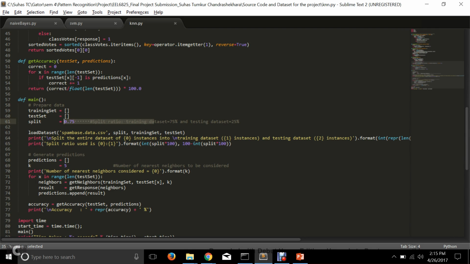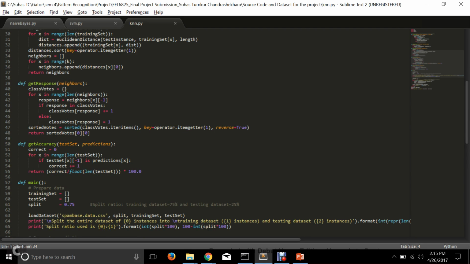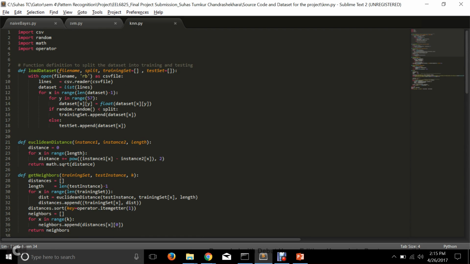Yeah, this is the split ratio 75-25, and this is the number of neighbors to be considered, which I have set to k equal to 5 for this particular execution. And you can see that herein I am dividing the entire data set into two sets, which is the training data set and the test data set. These are the 57 attributes that are actually present in the data set that I have downloaded.